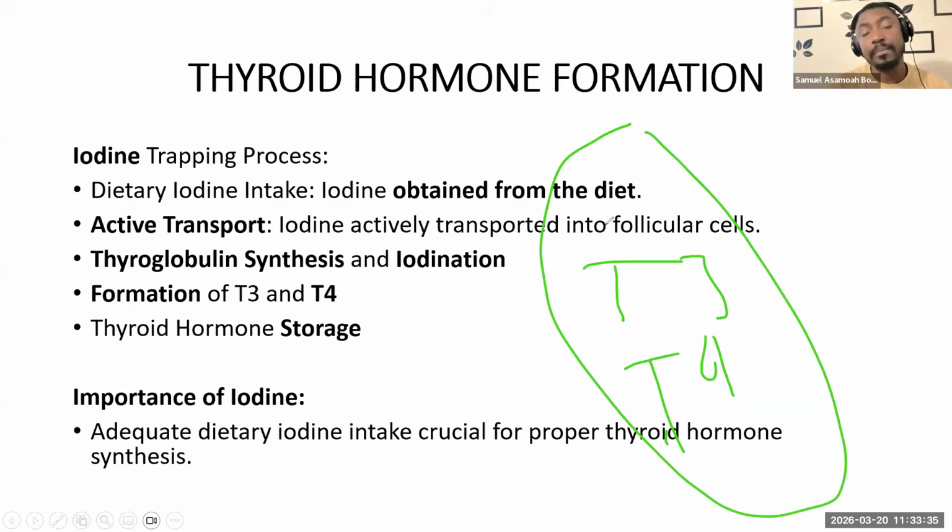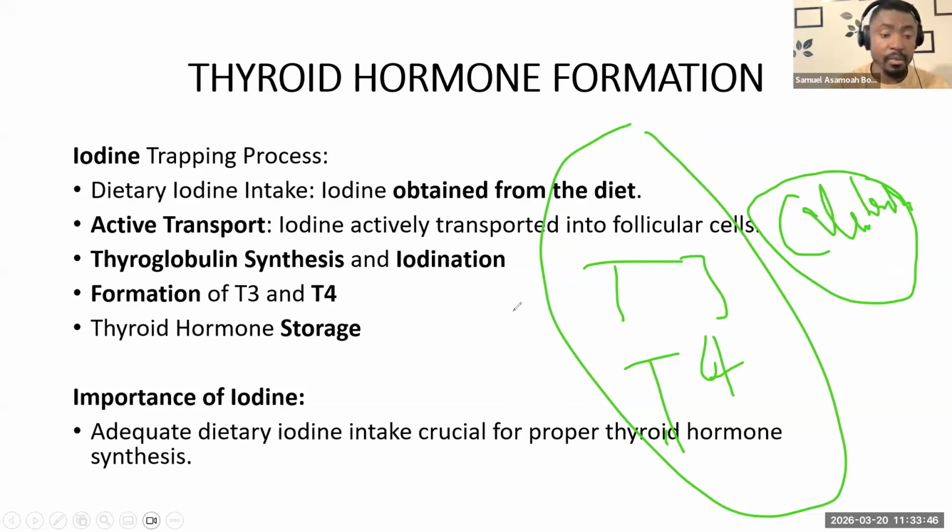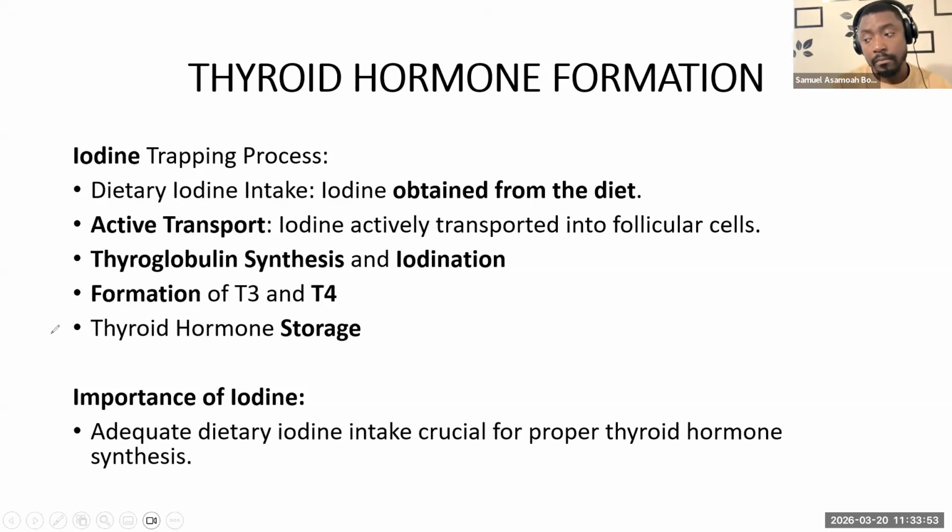So when I ask you in simple terms, what are the hormones produced by the thyroid gland? Tell me T3 and T4. It also produces another hormone called calcitonin. It's also part of the productions. So now let me ask you, ladies and gentlemen, what are the hormones produced by the thyroid gland? T3, T4, calcitonin.